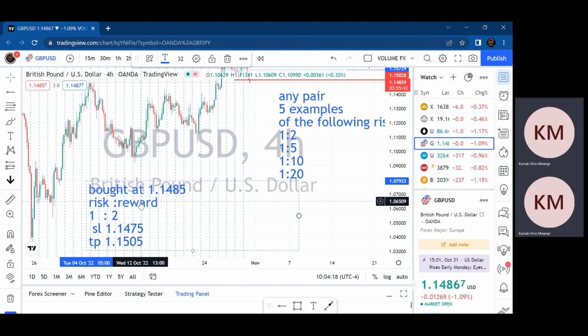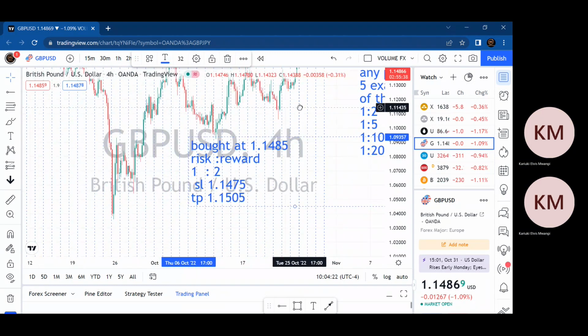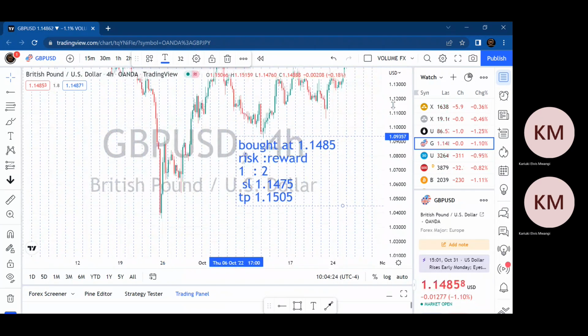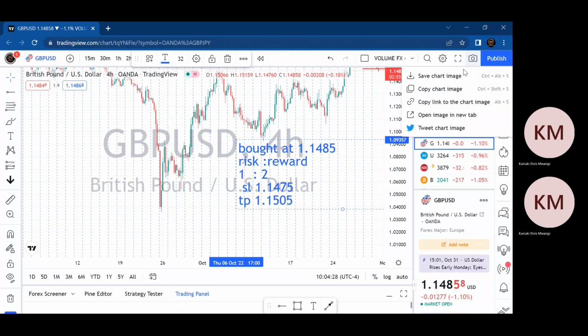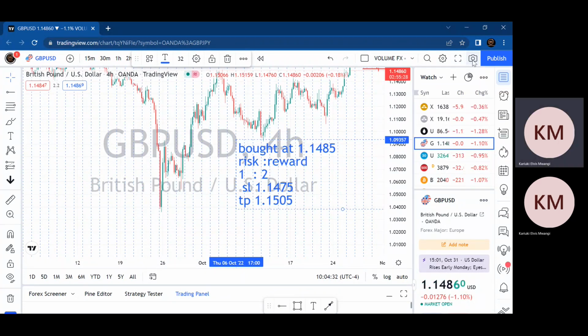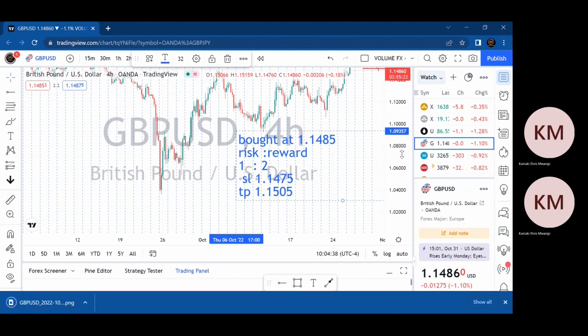Then when you're able to do this, what you'll do is take a snapshot. I've just taken it with the camera button in TradingView. You just take a snapshot and save the image. These are the images you're going to send me.